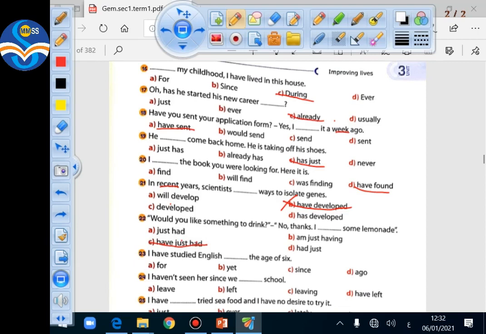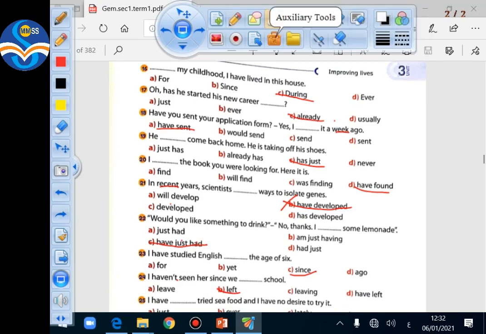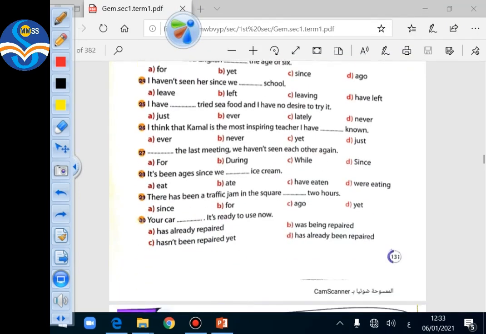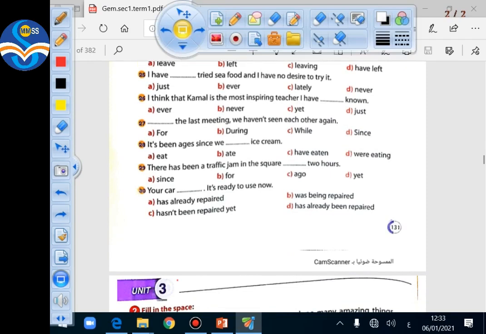"I have studied English since the age of 6." This is a specific time. When he was 6 years old, so it's going to be "since". "I haven't seen her since we met." Here I have a present perfect part, so the second part is past simple. Let's move down. "I have tried seafood and I have no desire to try it." That means that he didn't try it ever, so it's going to be "never".